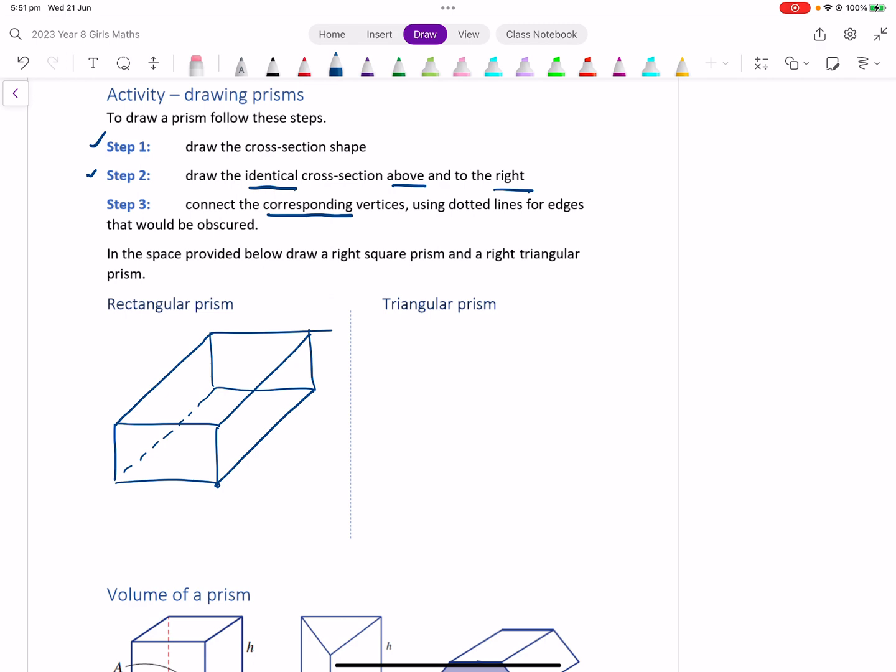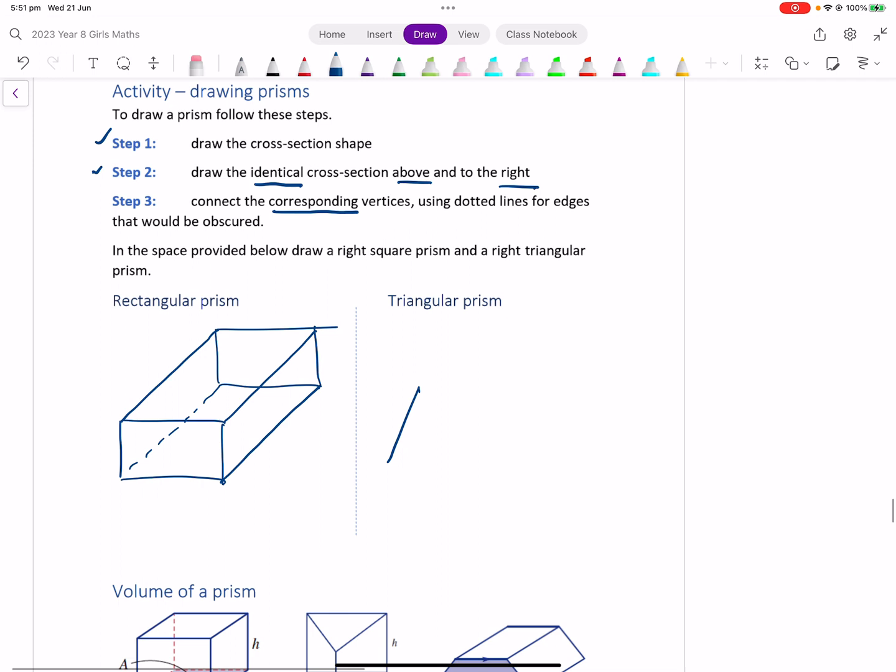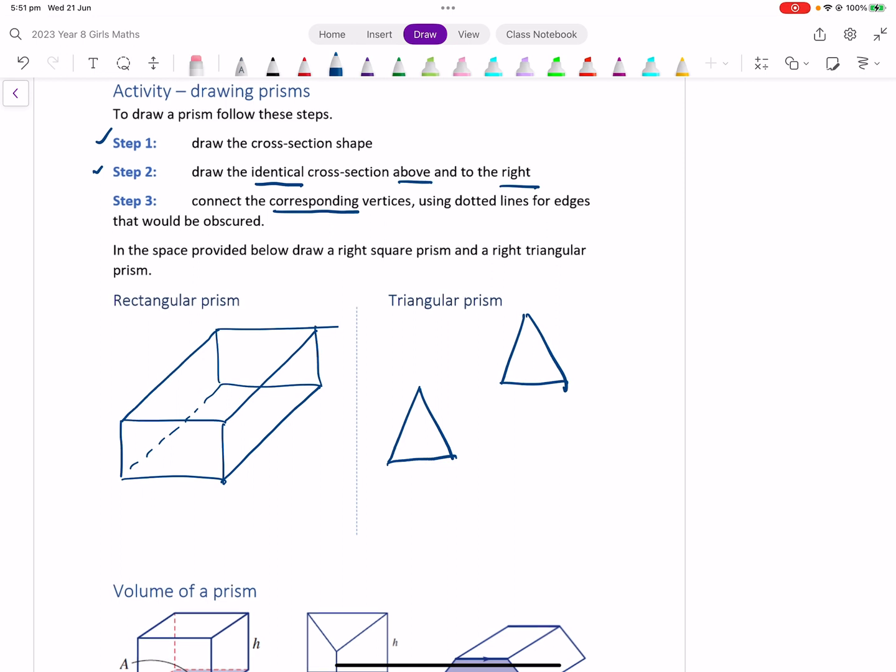Let's try a triangular prism. There is a triangle. There, above and to the right, is another triangle. Let's join the corresponding vertices. Guess what? We've got a triangular prism.